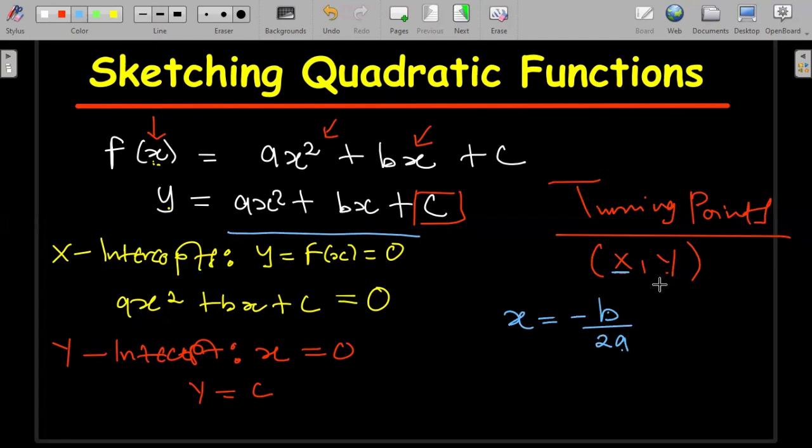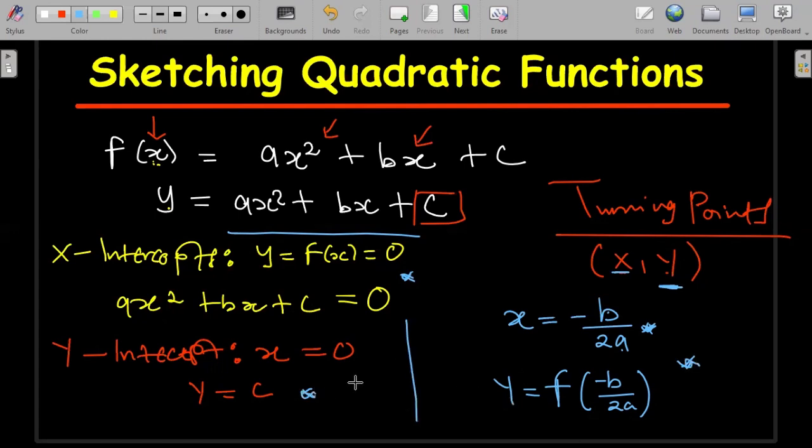And then how do you find the y coordinate of a turning point? You say y is equal to f of minus b over 2a. So first of all, you find the x coordinate of a turning point, and then once you have it, you replace that value into this function here in order to find your y coordinate of a turning point. So that would mean you found your x-intercept, you found your y-intercept, you found your turning point.